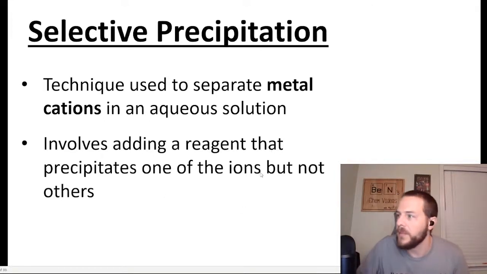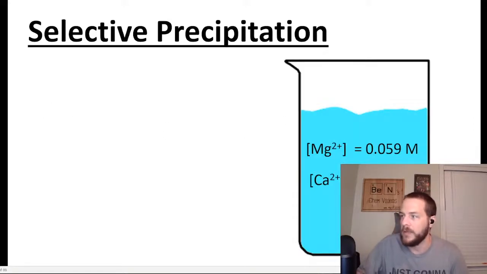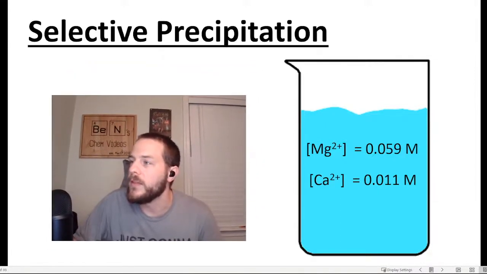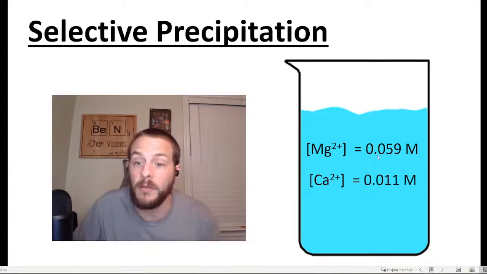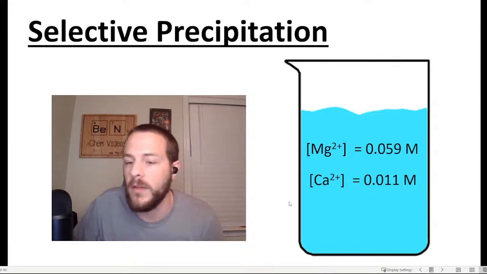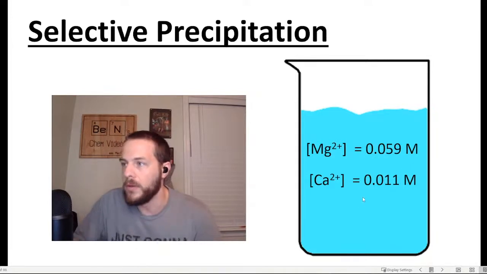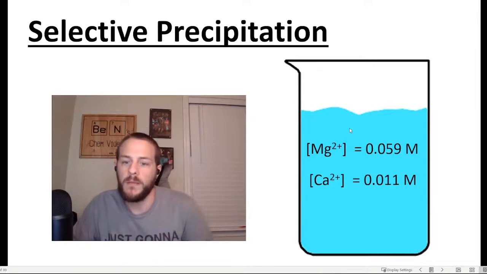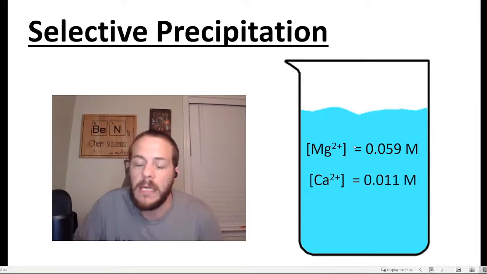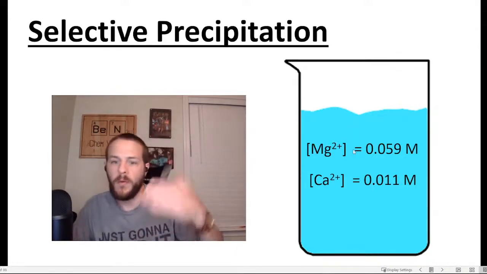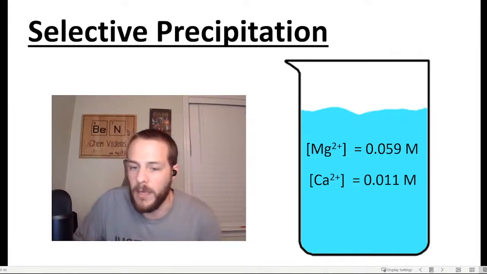Let's talk about this in more detail. Imagine a situation where we have this beaker, an aqueous solution, with some magnesium ion in it at a concentration of 0.059 molar, and some calcium ion at a concentration of 0.011 molar. This is actually true of seawater. Seawater has these two ions, magnesium ion and calcium ion, present in these actual concentrations. If I wanted to separate the magnesium ion from the calcium ion, how would I do it?